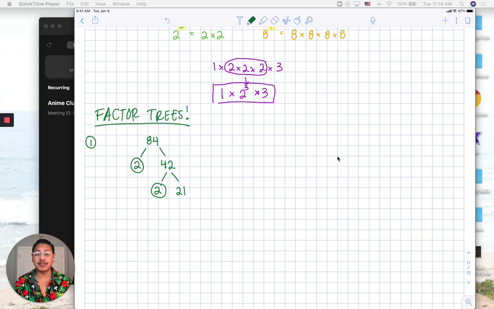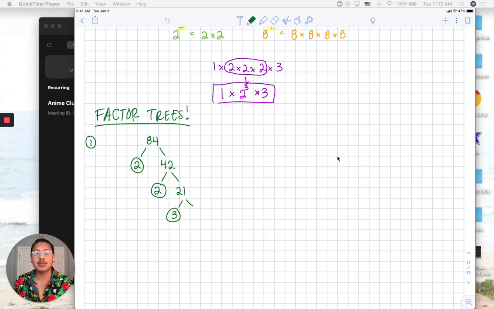Now, I need to ask myself, can I break down 21 even further? Hopefully you said yes. So I'm going to draw 2 branches underneath it. Again, ask yourself, what is the smallest number that goes into 21 that is not 1? 21 is odd, so 2 is not going to work here. Let's try the next one. Is 3 going to work? 3 does work. So I'm going to write 3 on the left side. And I'm going to circle it. Why? Because 3 is prime.